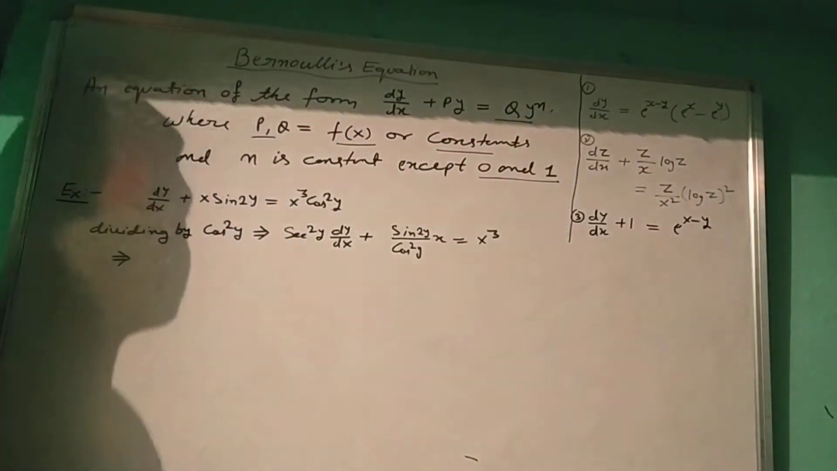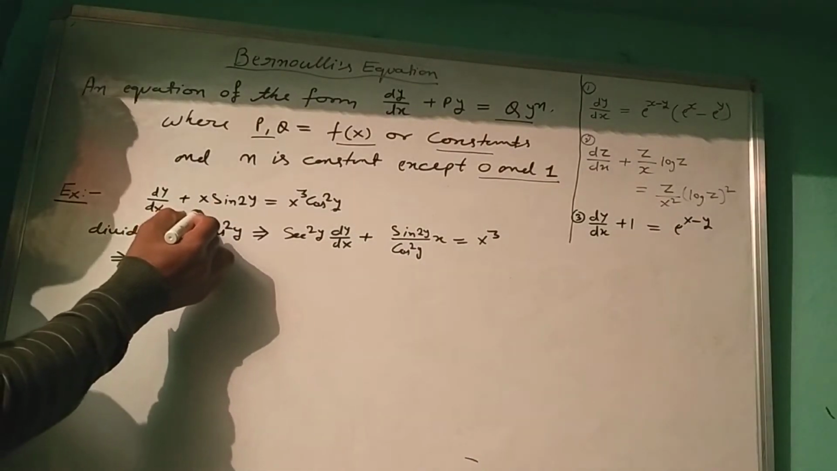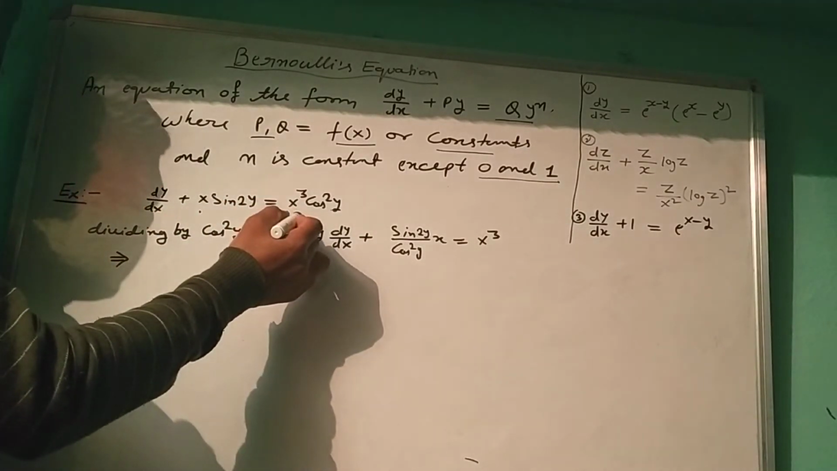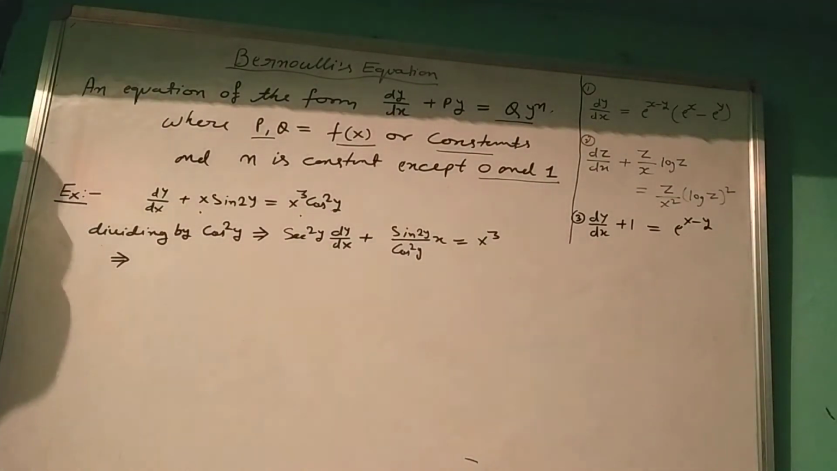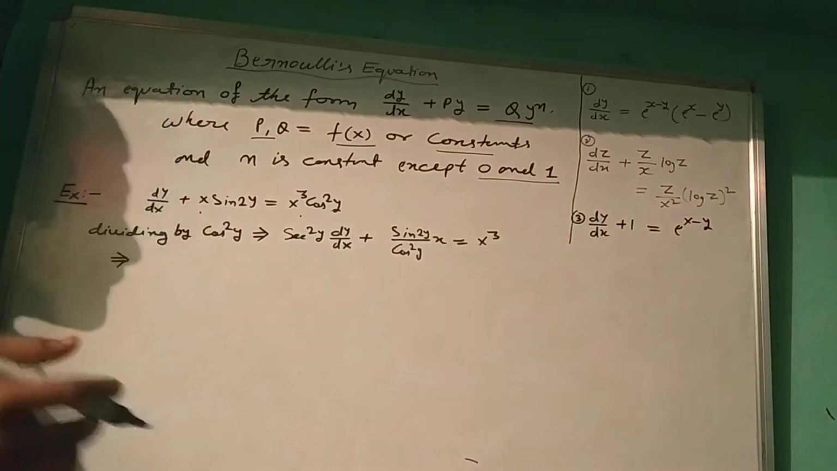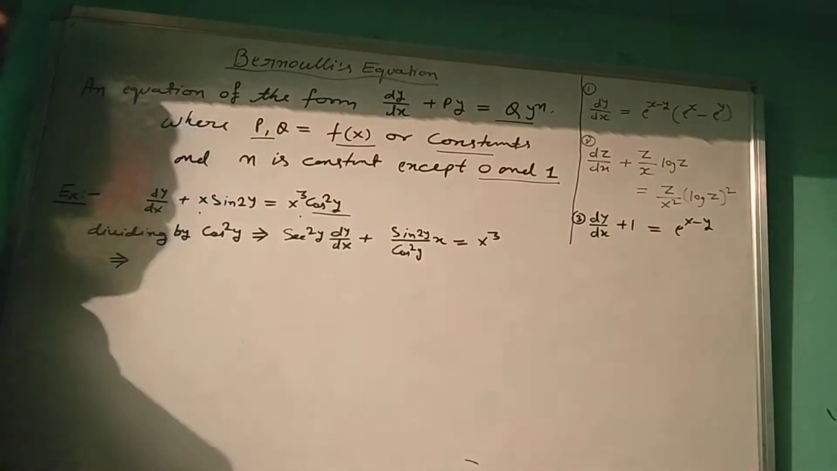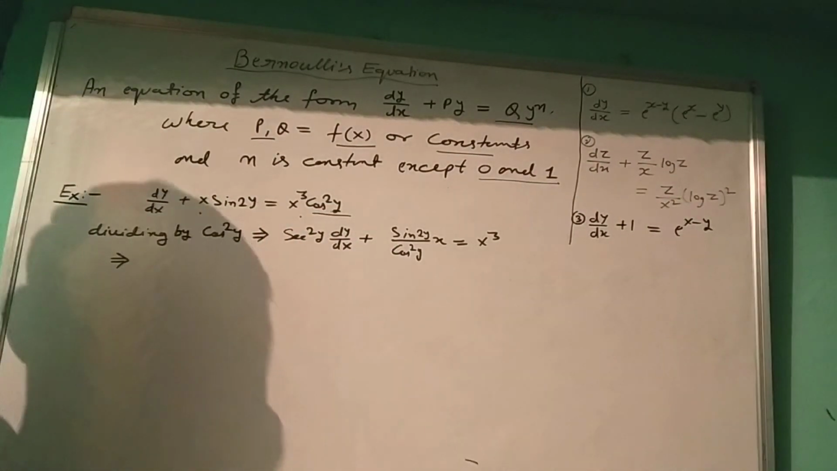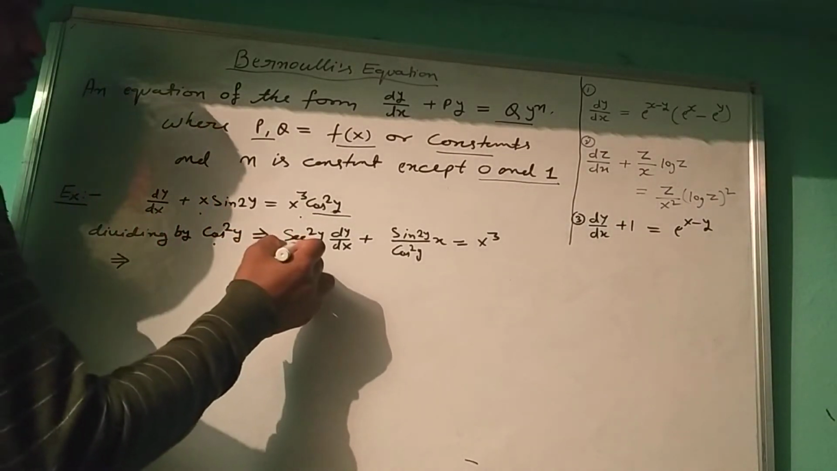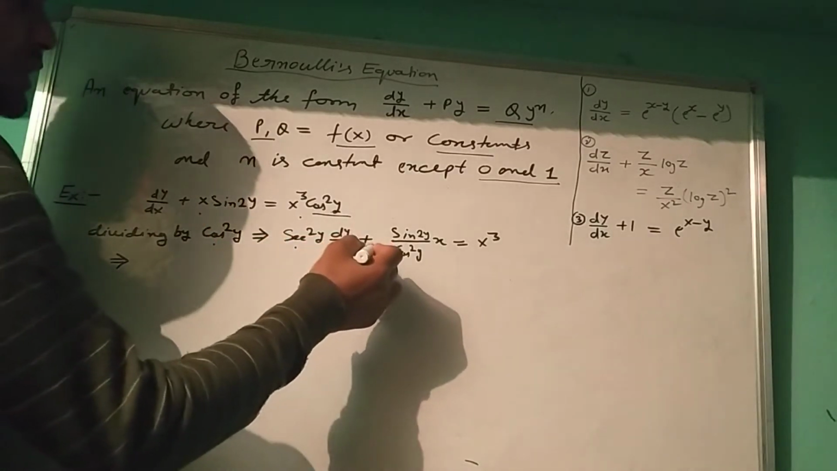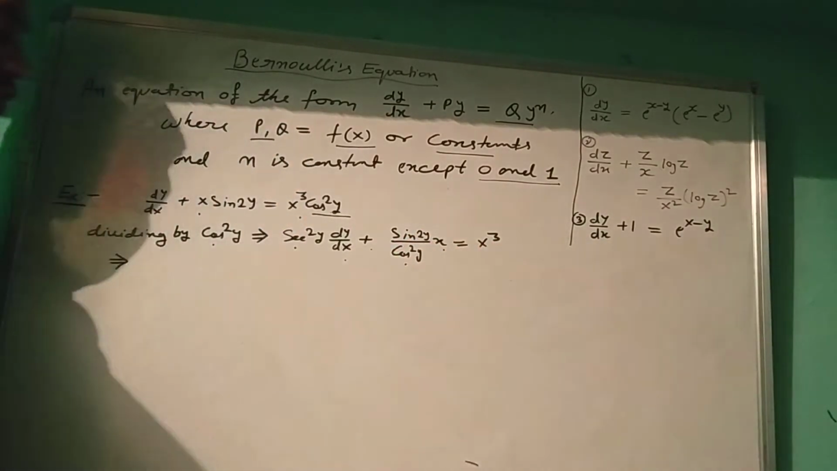Let us take an example: dy/dx + x sin 2y = x^3 cos^2 y. In this question we can rearrange and rewrite it after dividing by cos^2 y. When we divide this equation by cos^2 y, it is converted to sec^2 y dy/dx + (sin 2y / cos^2 y) x = x^3.